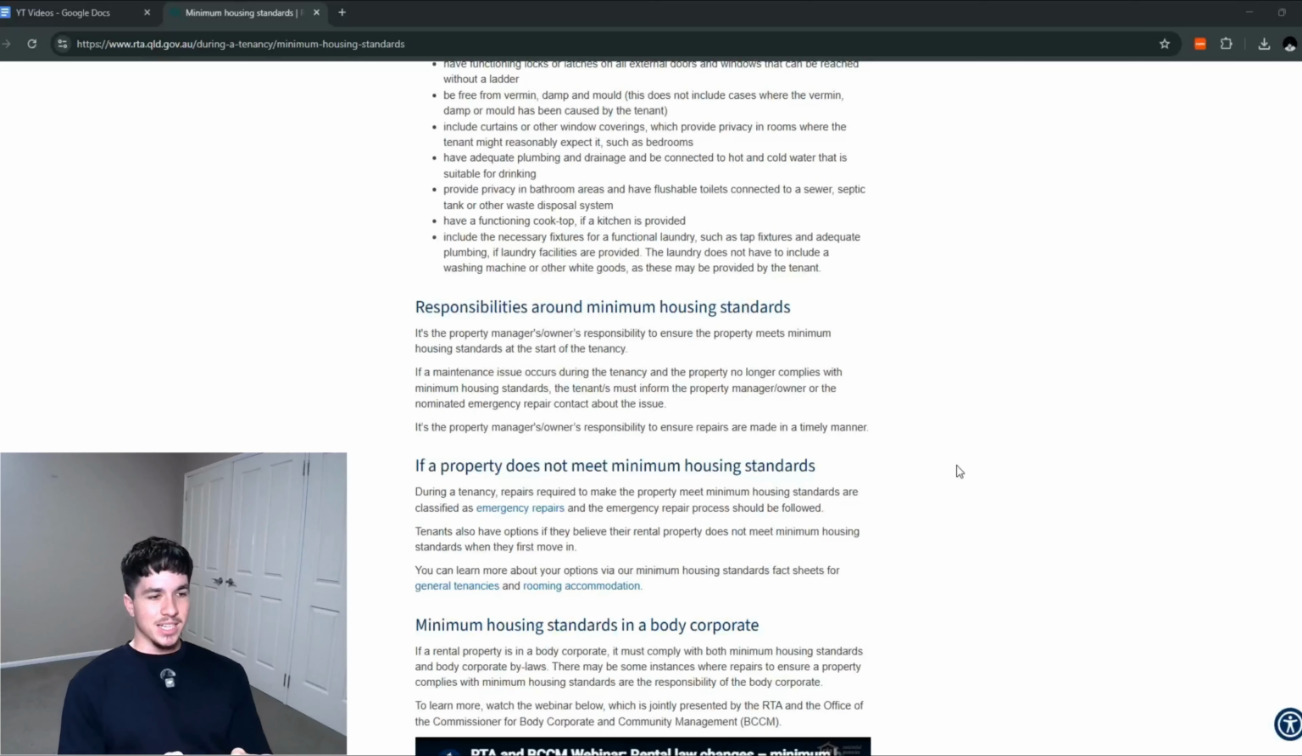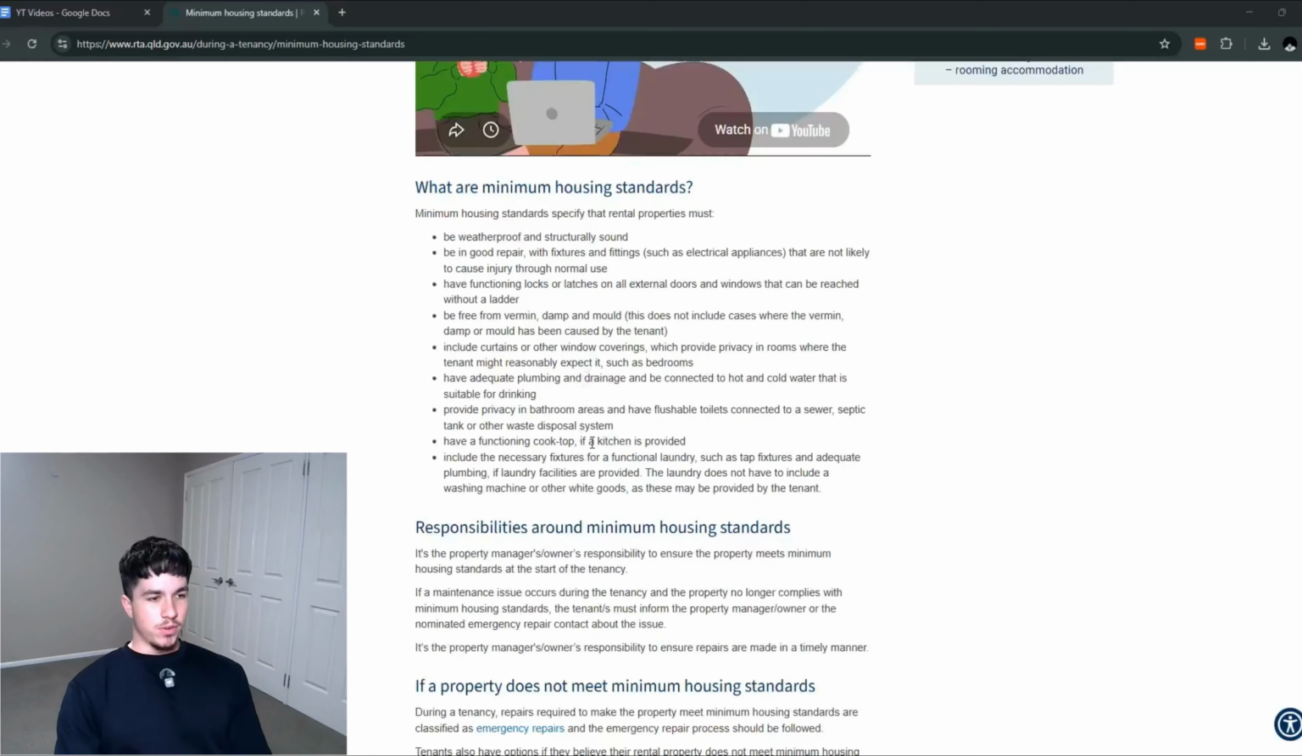Now, what happens if a property does not meet minimum housing standards? It is classed as an emergency repair and it needs to be fixed as soon as possible. If there's a few issues that have all gone wrong at once, the tenant may want to get one fixed earlier than the other. For example, if a cooktop is not working anymore and the hot water system is not working, they probably want the hot water prior to the cooktop.